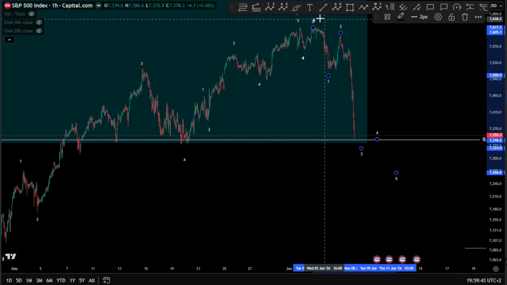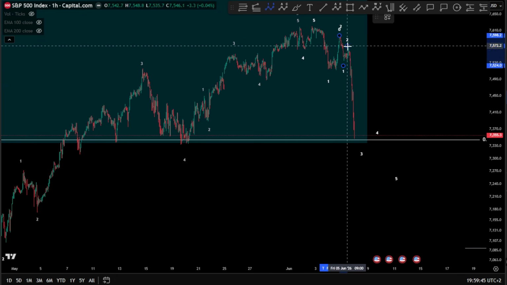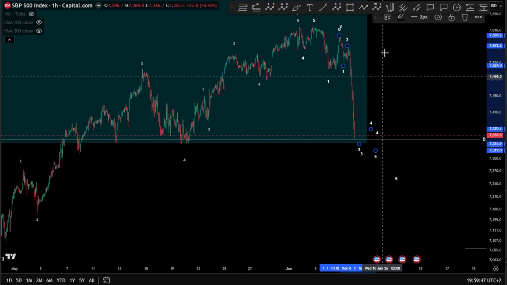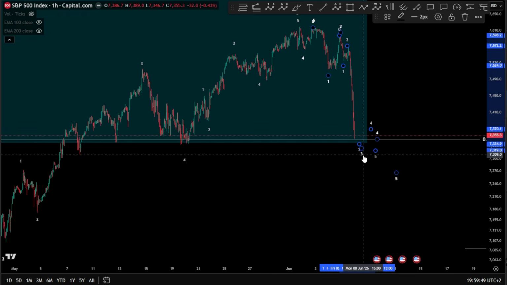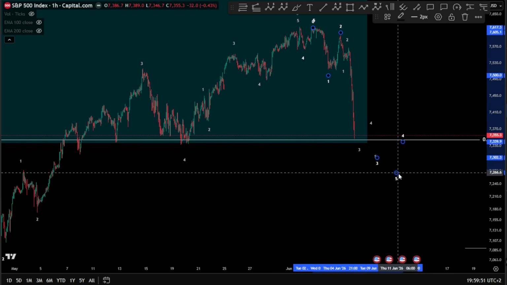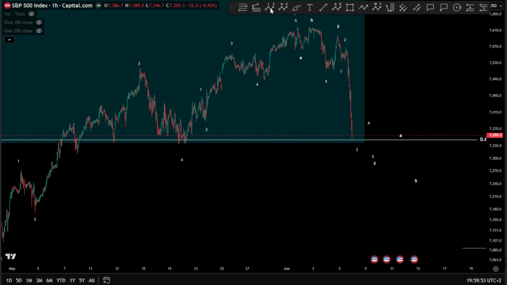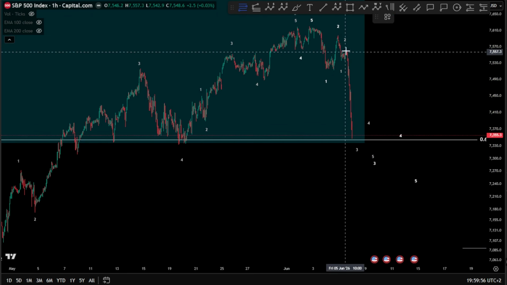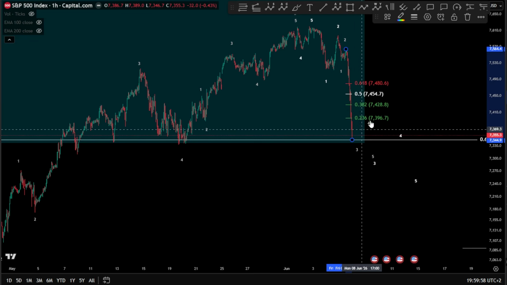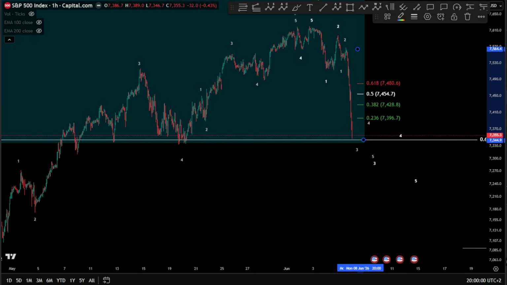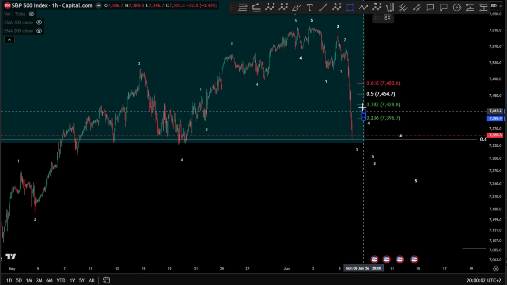This is going to be my white scenario, and then 1, 2, and then 3, 4 and a 5. This is going to be the gray internal wave 3. There we are. So what I'm expecting as well, the same as Nasdaq, is of course a retracement for a wave 4. It's going to be very, very fast and very aggressive.